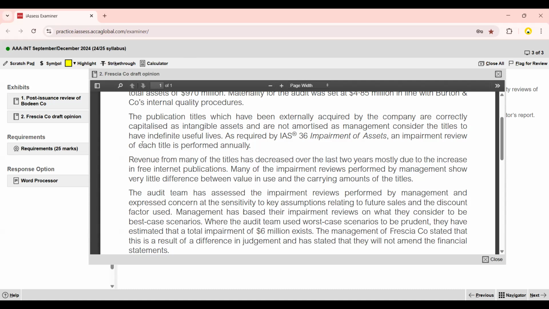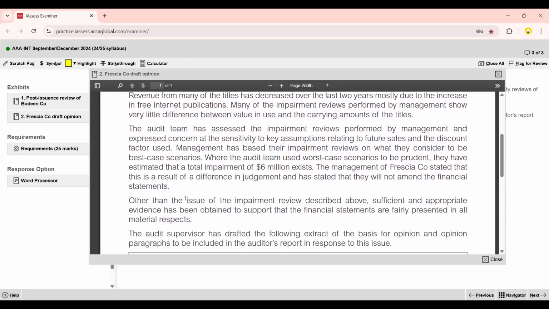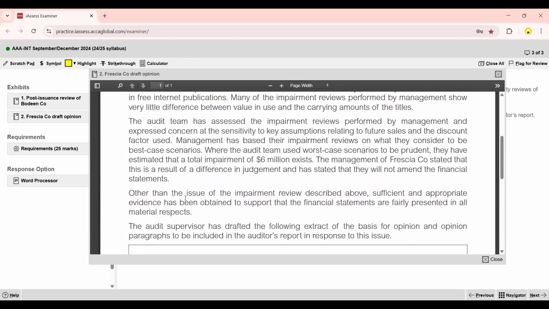The management of Frescia company stated that this is a result of a difference in judgment and that they will not amend the financial statements. If there is a misstatement and the management is not going to amend it, what will be the implication? Can anyone tell me? So, of course, you have to modify the opinion.